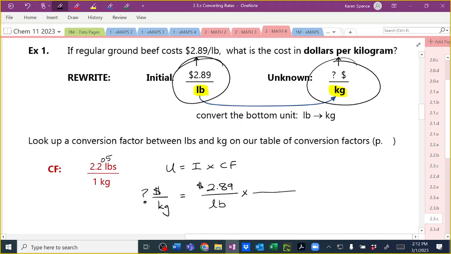We want to cancel the pounds, and the pounds are on the bottom, so the pounds need to go on the top. And we want to find kilograms, and those are going to go on the bottom because they are on the bottom over in what we want to solve for. And we can take our number here and we will write that we have 2.205 pounds per 1 kilogram.